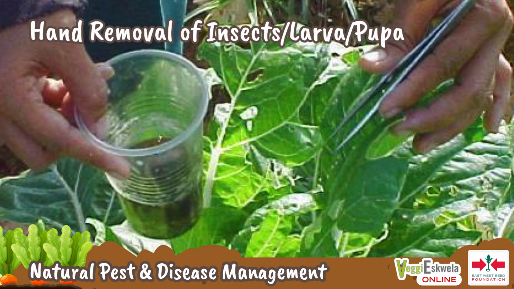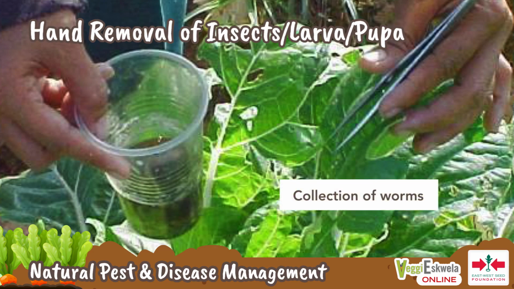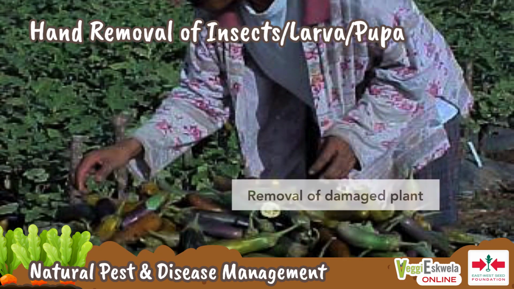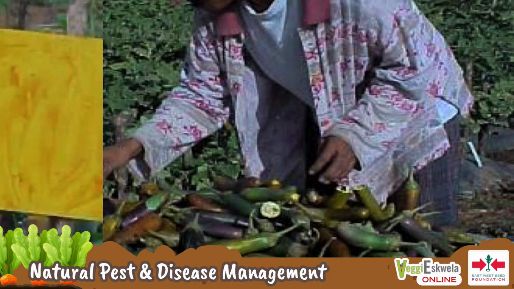This is the removal of insects, larvae, pupa, and damaged plant parts by hand or using tweezers for larvae, so as to prevent pests from further infestation into the growing crops.